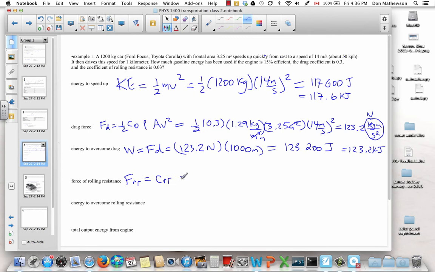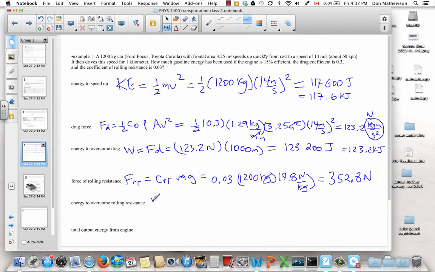That's the coefficient times the weight mg of the car. The coefficient of rolling resistance, we're just using the value from the previous chart for well-inflated tires. And then it's a 1,200 kilogram car, and there's 9.8 newtons for every kilogram. And that works out to about 352.8 newtons of force, unit-wise, kilogram cancels. That's the force to push the car down the road.